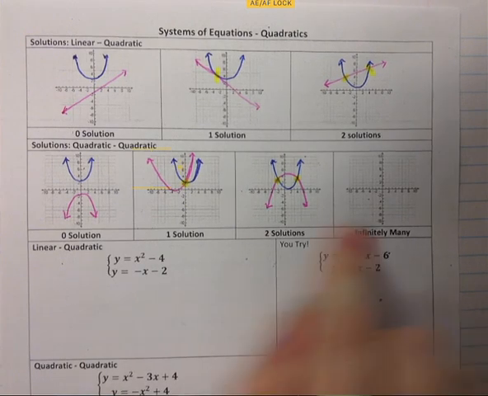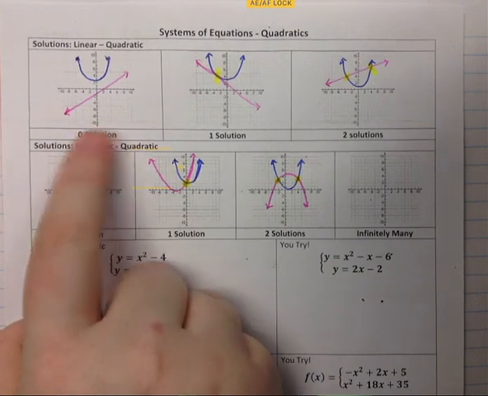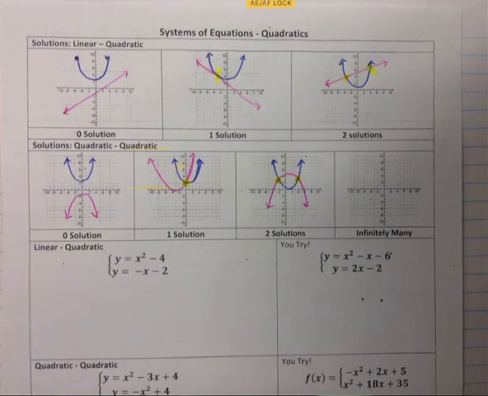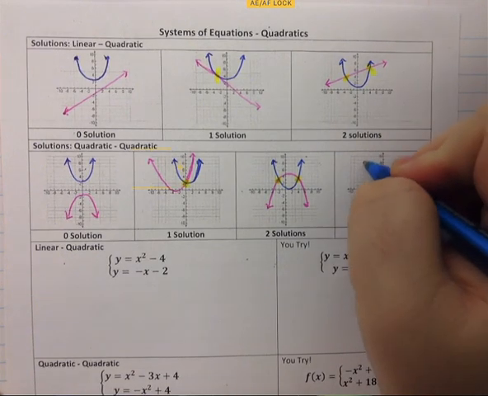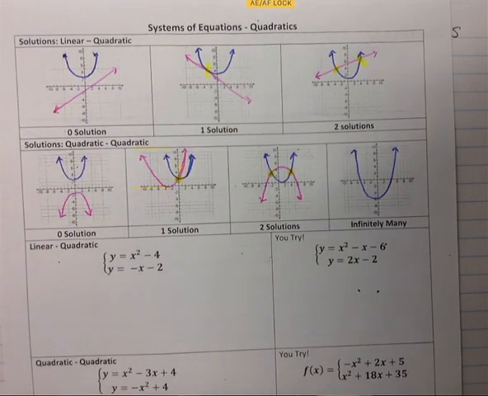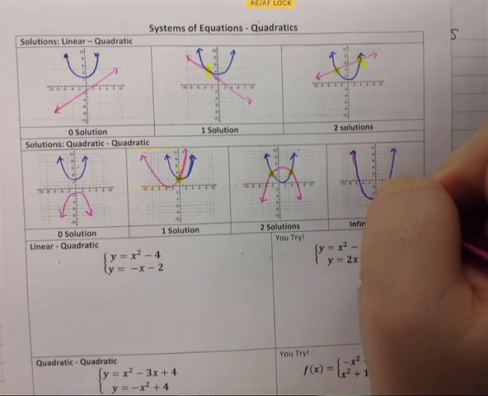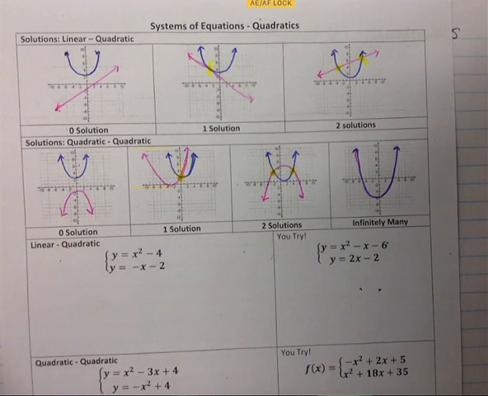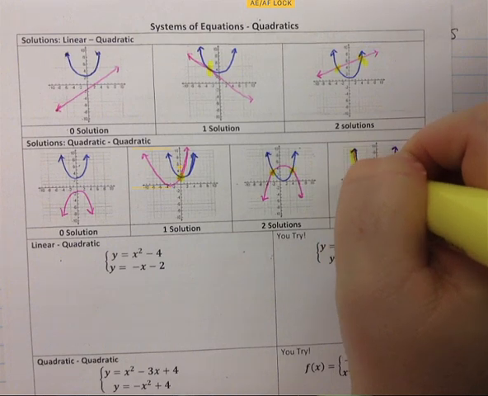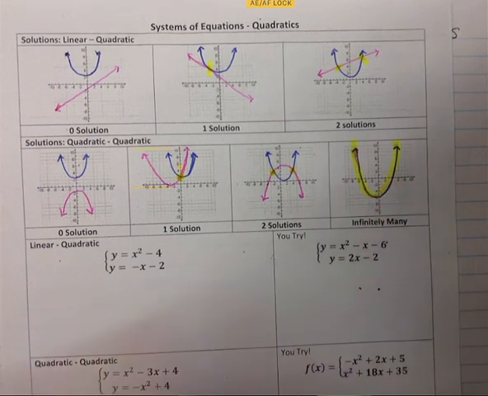Infinitely many goes back to having the same types of functions: quadratic and quadratic, linear and linear, any type of function that's the same. You can have infinitely many, because infinitely many is when the graphs are the exact same. So if my first parabola looks like this, and my second parabola happens to be the exact same, so it will literally go right on top of it, then this would be infinitely many solutions because they are the exact same. Now, not every coordinate is a solution. Please remember that is not what infinitely many means. Infinitely many means that there are an infinite number of points on the parabola that are solutions.